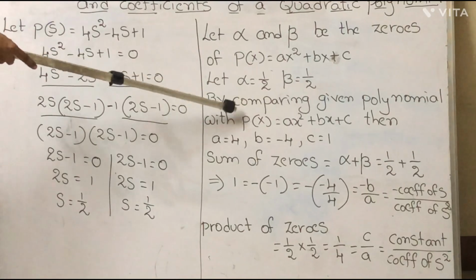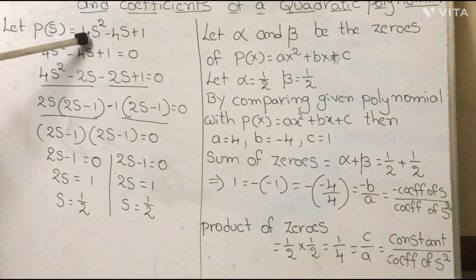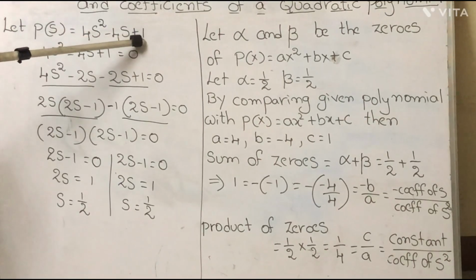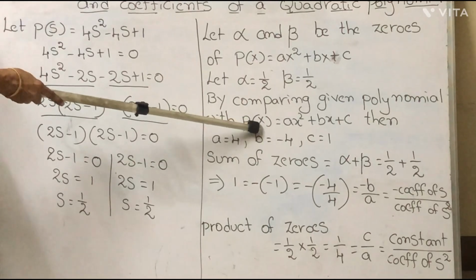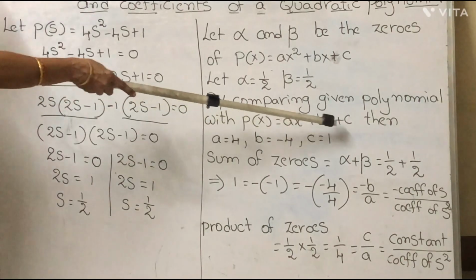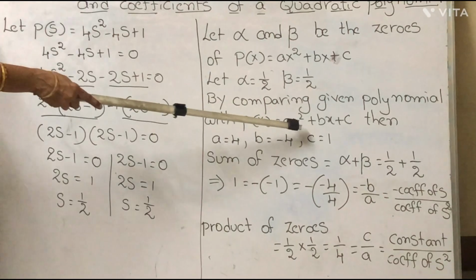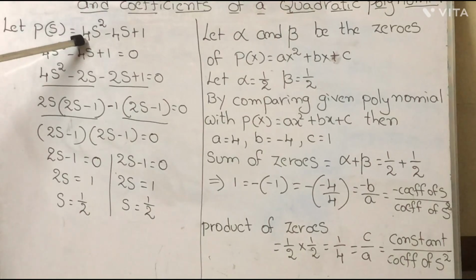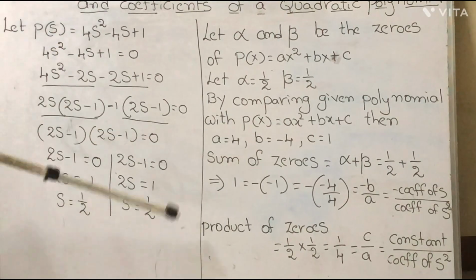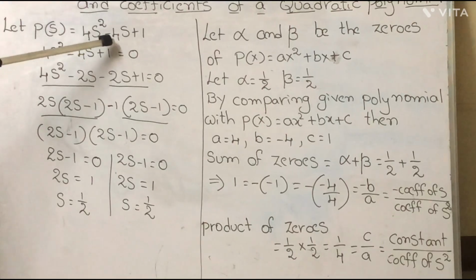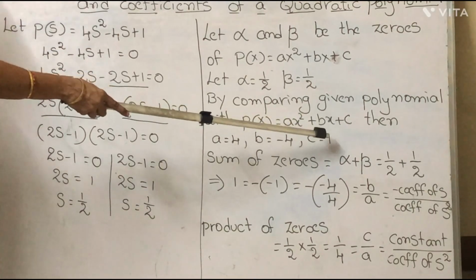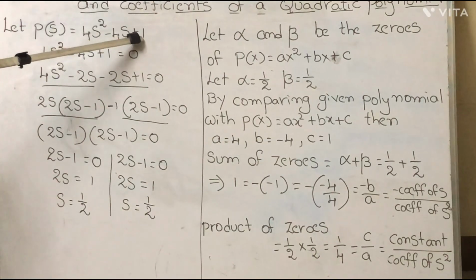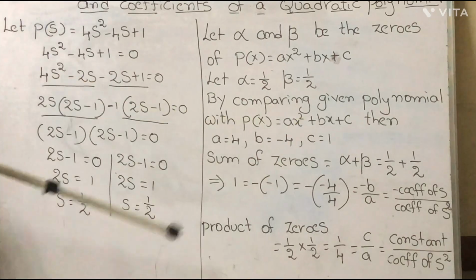Next we have to compare our given polynomial, that is 4s square minus 4s plus 1, with the general form, that is p of x equal to ax square plus bx plus c. How to compare? Here the x square coefficient is a. Here the s square coefficient is 4, so instead of a, take 4. Next, the s coefficient is minus 4, so b is equal to minus 4. The constant term here is 1, so c is 1.